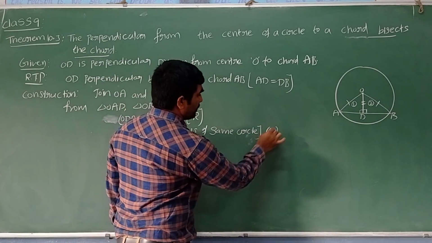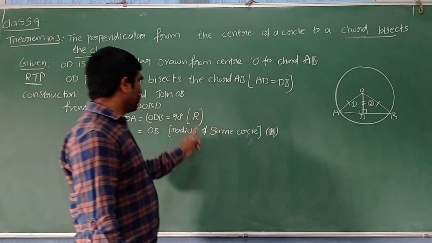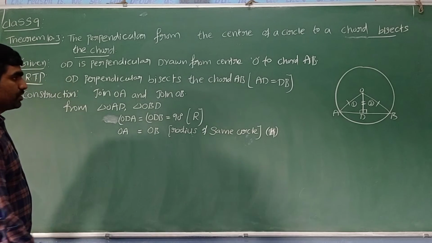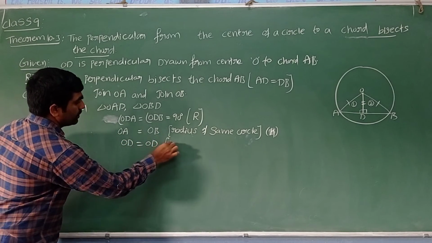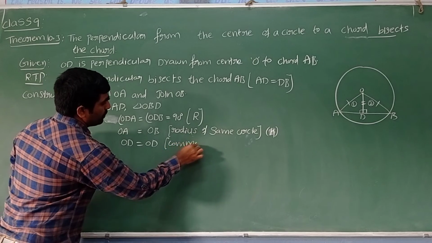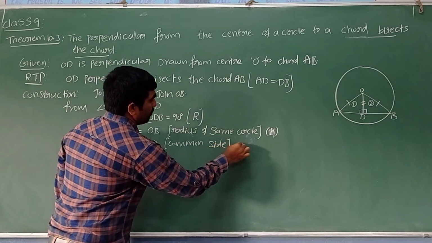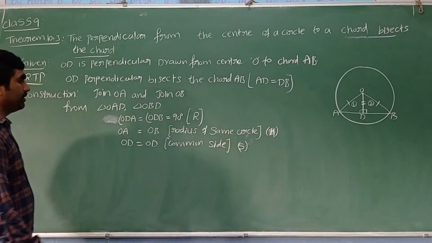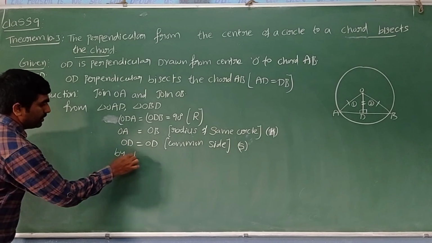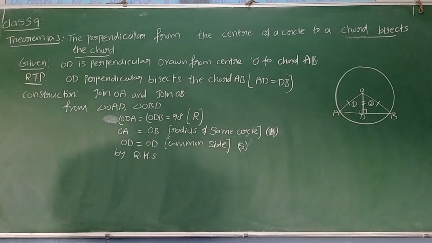Opposite the right angle, they are called hypotenuse. Next we can write OD is equal to OD. What is the reason? It is the common side of both the triangles. One side is also finished. By the RHS congruency rule, both the triangles are congruent.